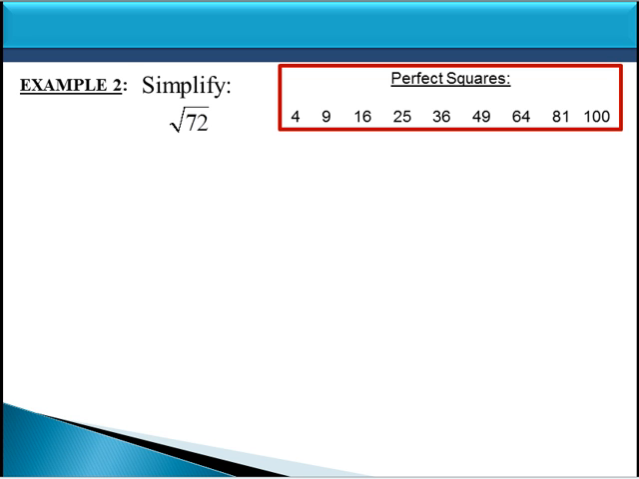So what we want to do is find perfect squares that are also a factor of 72. So if you divide 72 by 4, you get 18. So of course that is a factor of 72. And 9 goes into 72 8 times, so it's also a factor of 72 that's a perfect square. And if you try dividing 72 by 16, you'll see that it does not go in evenly, so it's not a factor of 72, and neither is 25. However, 36 goes into 72 2 times, so it is also a factor of 72.